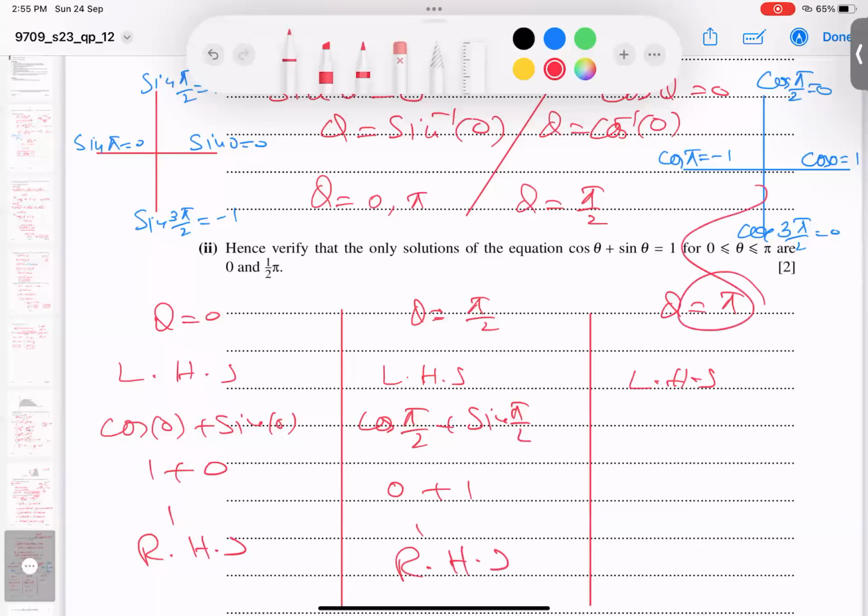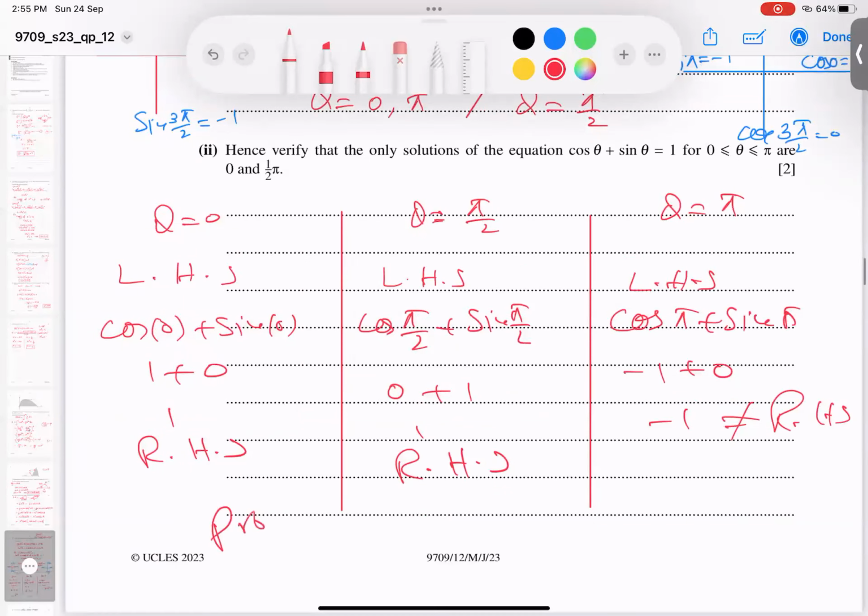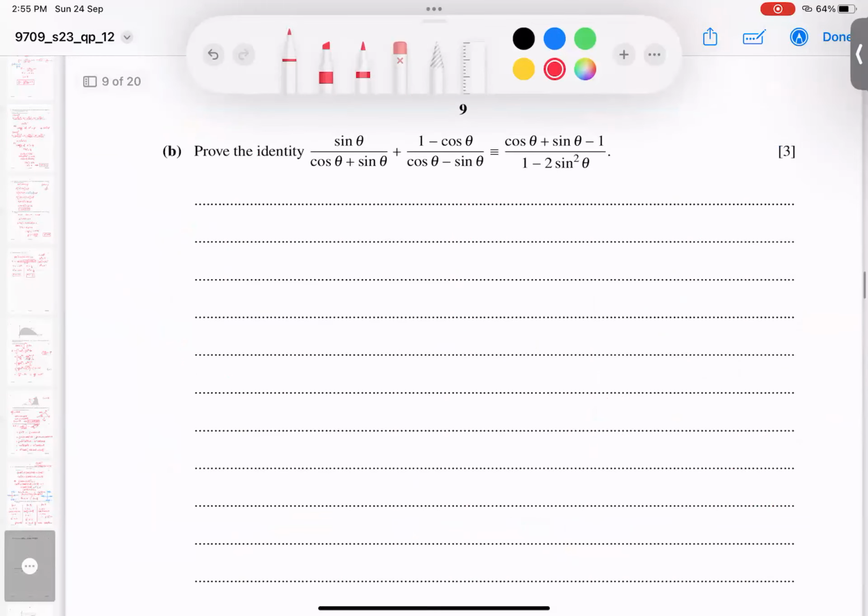Let's plug in pi: cos pi plus sine pi. The problem is coming when I plug in pi: cos pi is minus 1, and sine pi is 0. So when I check it, I get negative 1. So it is not matching with the right hand side. So it means we prove that 0 and pi by 2 are solutions or roots. I hope the point is very clear. And let's go for the next question, B part.